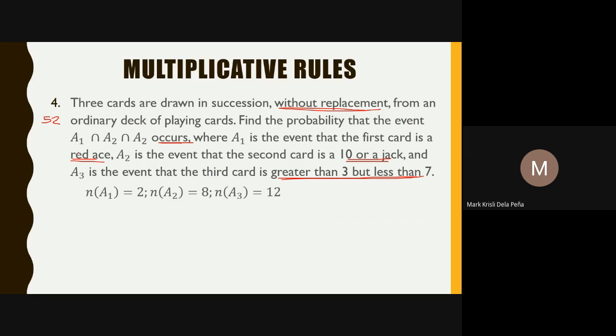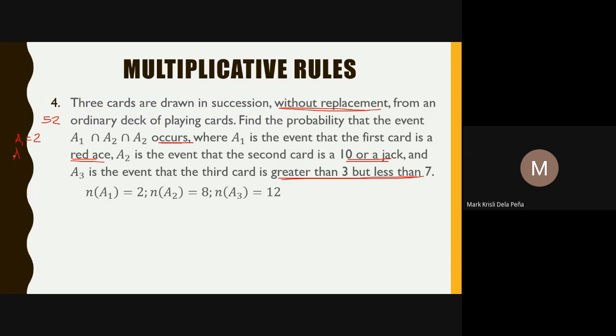Now let's first identify the elements or the sample outcomes of these. The first event, A sub 1, is that the first card is an ace. How many aces do we have in a deck of playing cards? There are actually four aces: diamonds, hearts, spades, and clubs. Two of which, the heart and the diamond, are color red. So therefore, there are two red aces in the deck of playing cards.